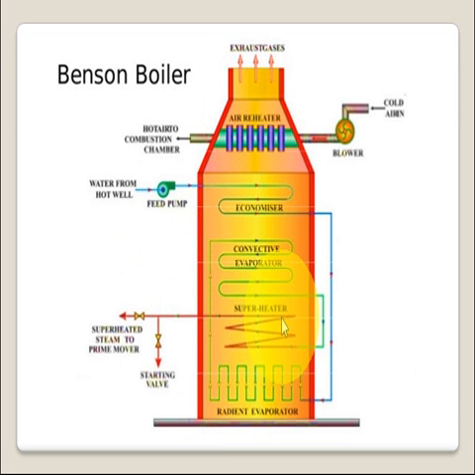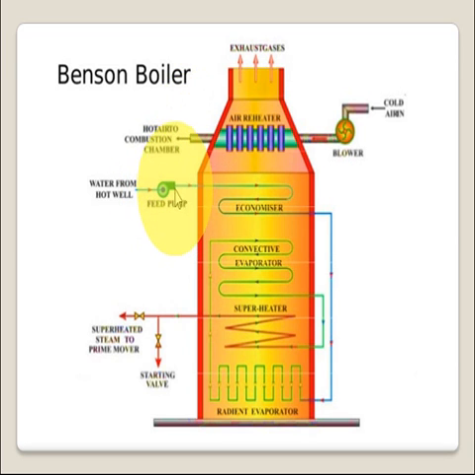Now we'll discuss how the Benson boiler works. So this blower draws the cold air from the atmosphere and supplies it to the air preheater, where this cold air gets heated by absorbing heat from the exhaust gases flowing to the chimney, and this heated air passes into the combustion chamber where it is used to burn the fossil fuel, and the heat liberated by burning the fossil fuel is used to generate steam.